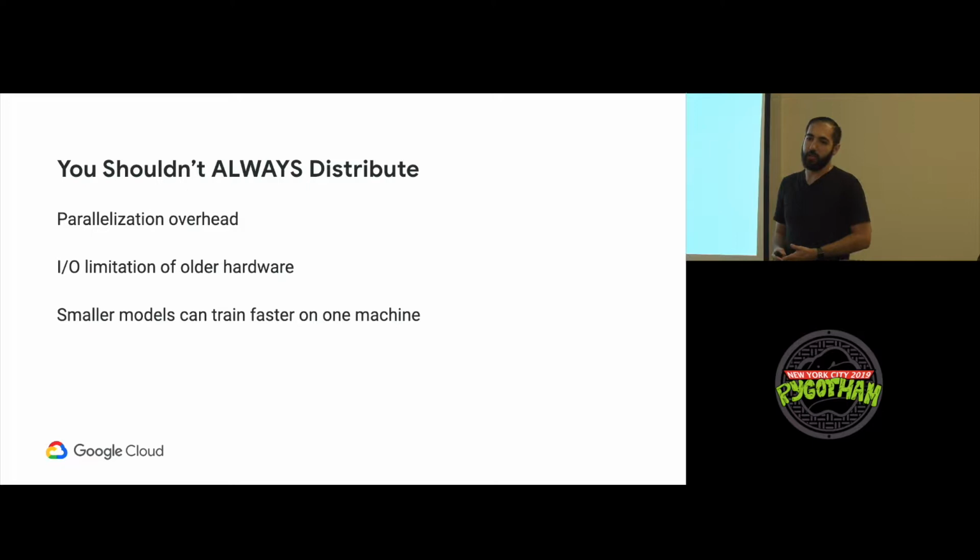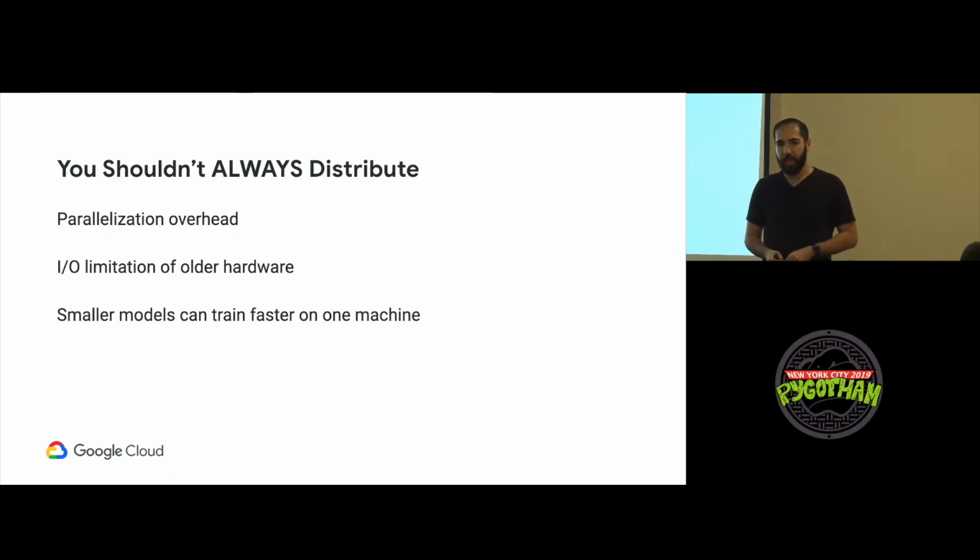But that being said, you definitely shouldn't always distribute, and there are potentially drawbacks to doing so. As I was mentioning earlier, there is some overhead involved with parallelization, and if your models are too small or if you have too little training data, it could actually take more time to distribute it than it would if you just trained it on your laptop. That's very use case specific, and sometimes you'll honestly have to experiment to see which works best for you, but it's something to keep in mind.